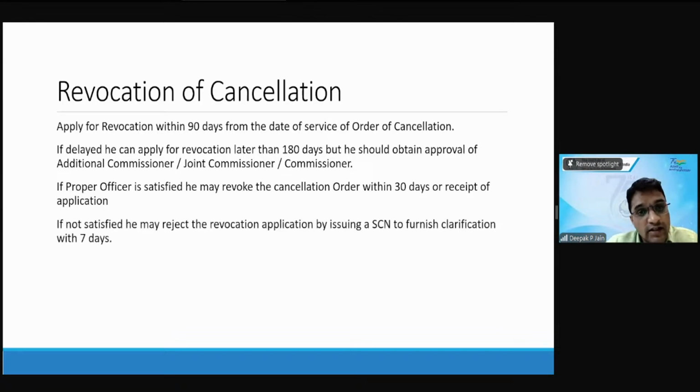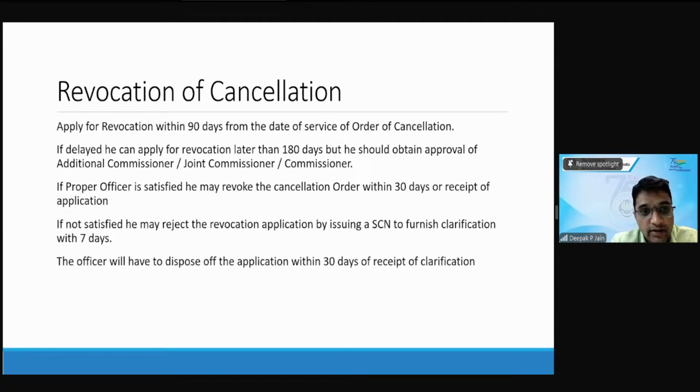If he is not satisfied तो फिर उसे कैंसिल करना पड़ेगा. He will say that no, I do not accept it. उसके लिए भी उसे शो कॉज नोटिस देना पड़ेगा. आपको बुलाएगा. He will ask you what is the reason, why I should not accept your revocation. और आपको 7 दिन के अंदर रिप्लाई देना पड़ेगा. और उसको फिर 30 दिन के अंदर उसको रिप्लाई करना पड़ेगा.